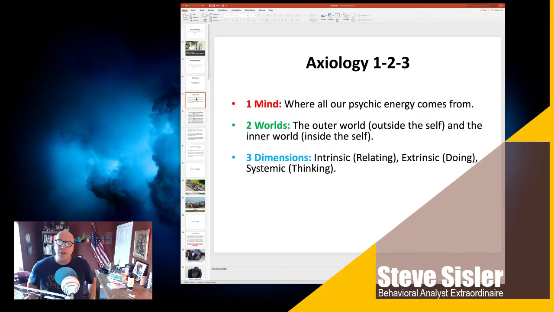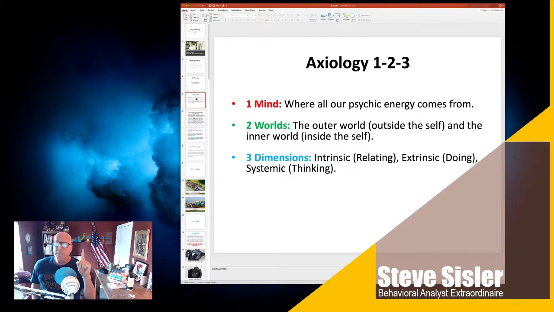So, axiology 1, 2, 3. I use this when I'm working with companies and explaining how this works. Number one is the mind, where all our psychic energy comes from. Psychic energy is really your emotional consistency. It's the four primary emotions: anger, optimism, patience, and fear. Which of those four primary emotions are in consistent use? In other words, which do you lean on? Maybe you lean on anger more than you lean on patience, or something to that effect. So our mind in our brain is where our psychic energy comes from, our energy for decision making, picking and choosing in the world.